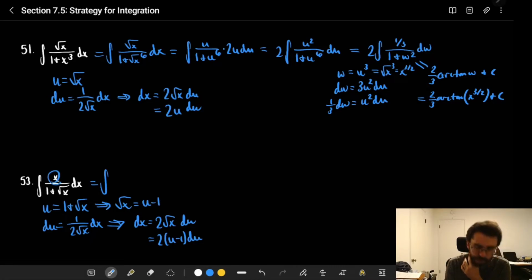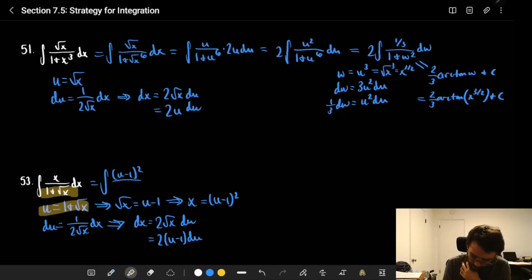I need to address what x is going to be. We know what square root of x is, so x would be u minus 1 squared. I'm not sure if this will work nicely. So that's a u minus 1 squared. 1 plus root x is just u. dx is 2 times u minus 1 du. Yeah, it might work out nicely, huh? Maybe.